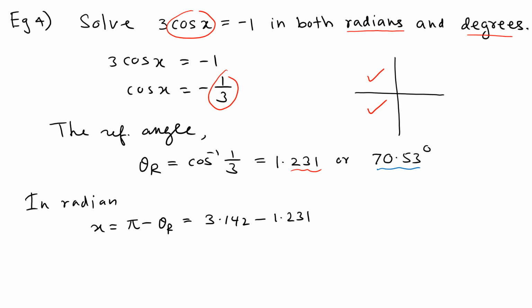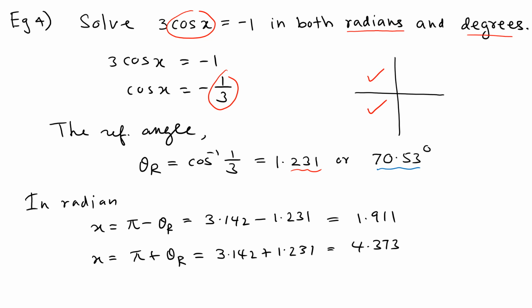If you simplify, you're going to get roughly 1.911. Yes, it's 1.911. Or x equals, for the third quadrant, pi plus theta r. So that means 3.142 plus 1.231. And if you simplify, you're going to get 4.373. Okay, now, these are the principal values.